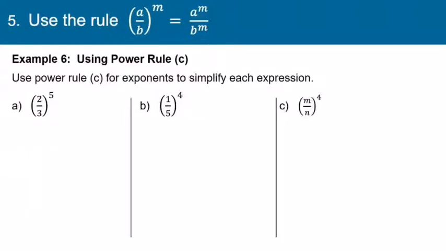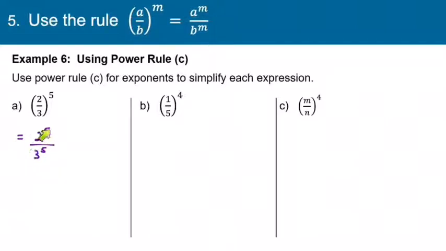Now let's practice using power rule C. So here we've got 2/3 all raised to the 5th power. So power rule C says that we can apply that exponent to the top and the bottom separately. So that's going to give us 2 to the 5th over 3 to the 5th.